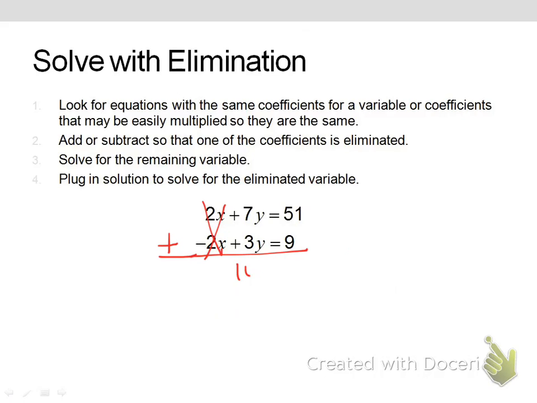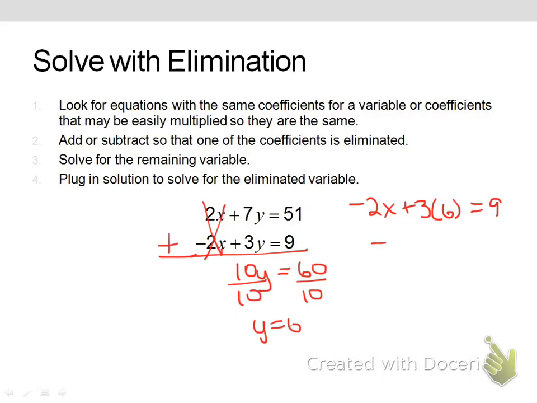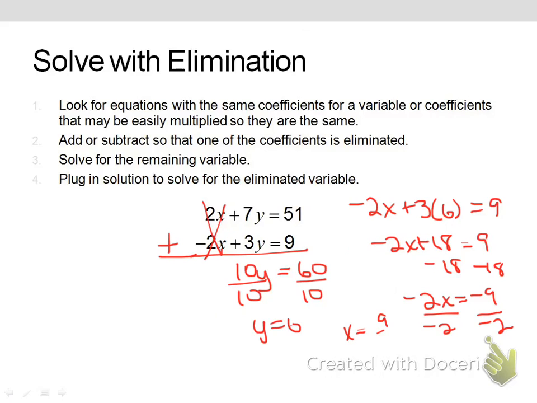Then I have 10y equals 60. Divide both sides by 10. y equals 6. Am I finished? No. Now I need to solve for x. So negative 2x plus 3 times 6 equals 9. So negative 2x plus 18 equals 9. Subtract 18. Negative 2x equals negative 9. Divide by negative 2. x equals 9 halves.